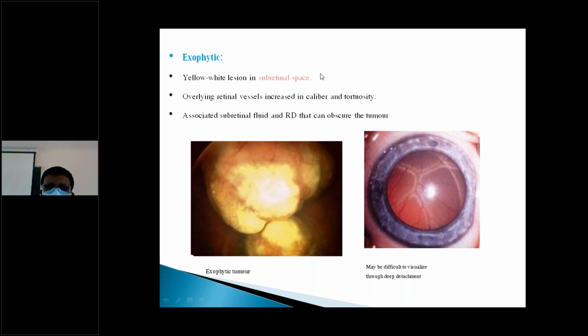Otherwise, endophytic means it grows into the vitreous cavity. Exophytic means it arises from the retina and separates the retina from the underlying choroid. The characteristic feature of exophytic is the increase in caliber and tortuosity of the vessels. Here you can see the vessels are very large in exophytic retinoblastoma. There are no large vessels in endophytic retinoblastoma, only very small vessels. That is the difference between endophytic and exophytic retinoblastoma.